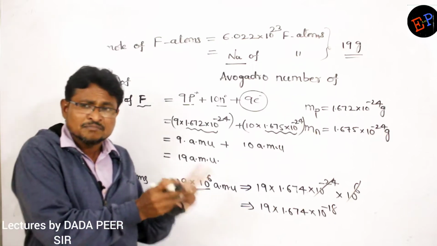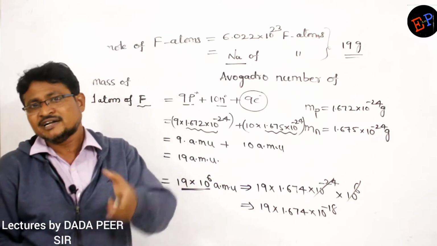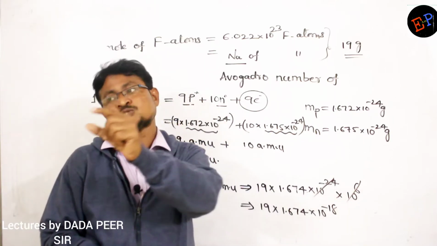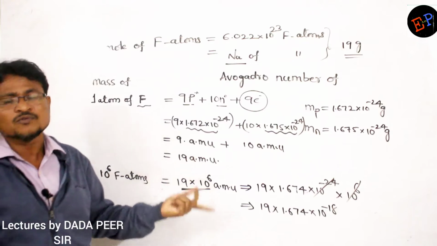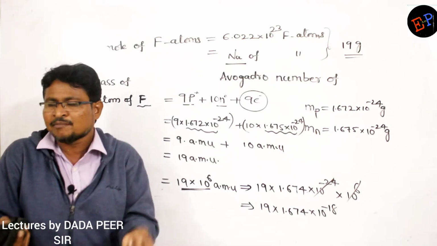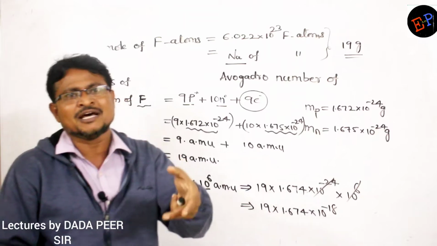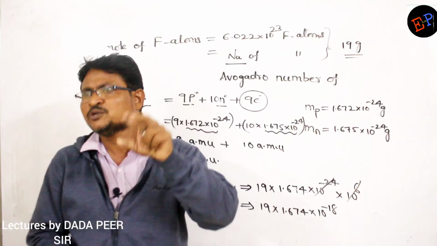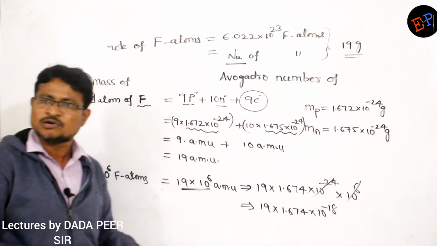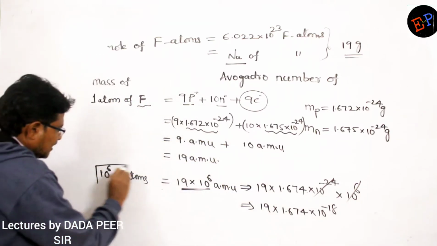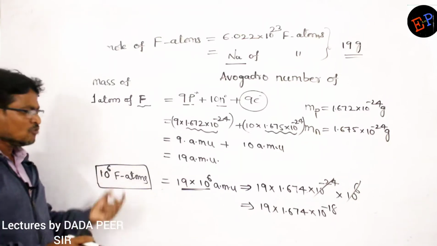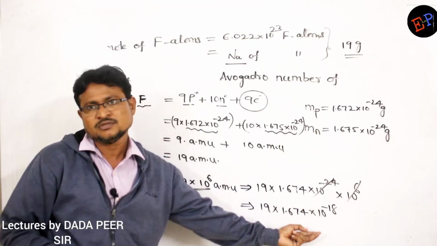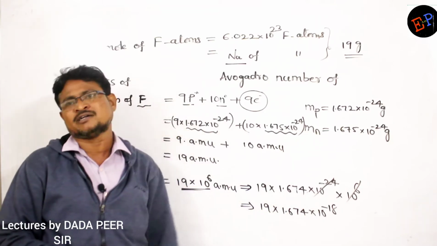I am repeating the same thing. The example I explained in the previous class was about the hydrogen atom, but now I am explaining about the fluorine atom. That is the difference. The terminology is the same, only to give you better understanding. See, 10 to the power of 6, one million atoms of fluorine I have taken. Even though I have taken one million atoms of fluorine, the mass is only this much. Very little quantity.